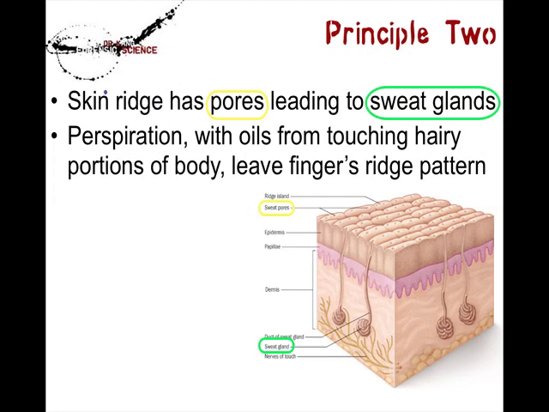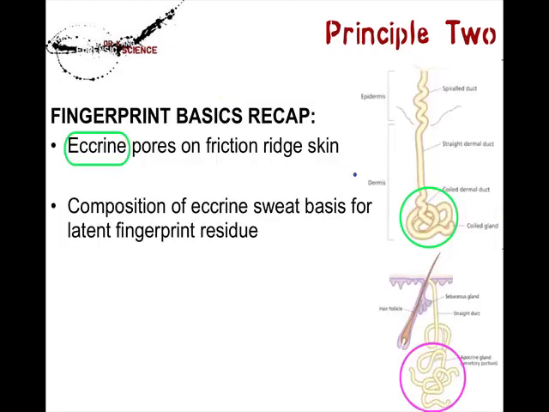And what we have are these skin ridges have pores. So you see the pores lining here, and they lead to the sweat glands down here. And so the perspiration, in addition with the oils from touching the hairy portion of the body, allow us to leave these friction ridge patterns onto different objects or different surfaces.